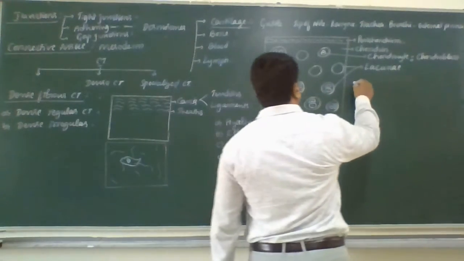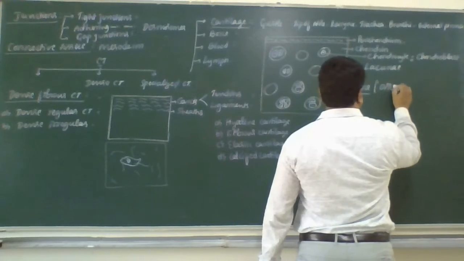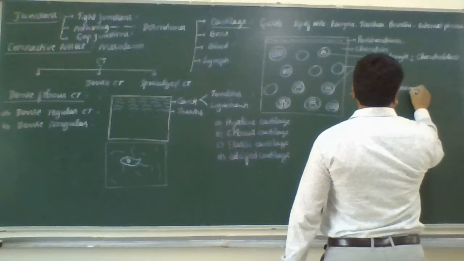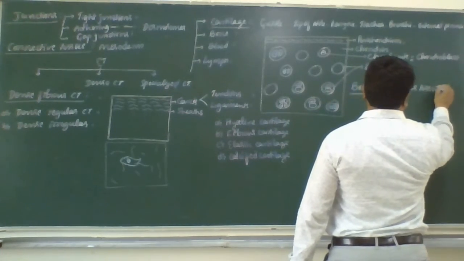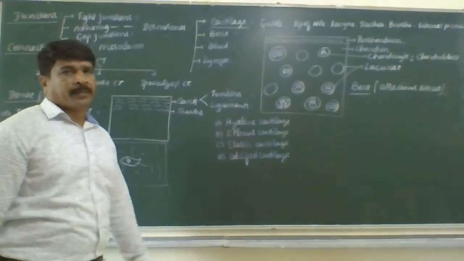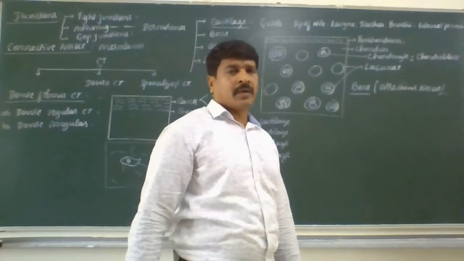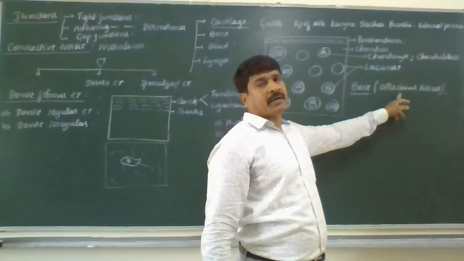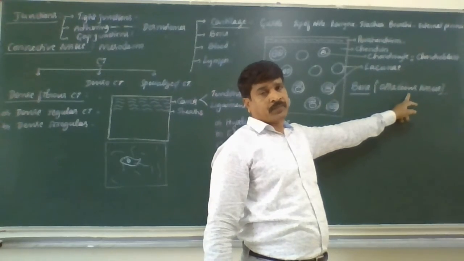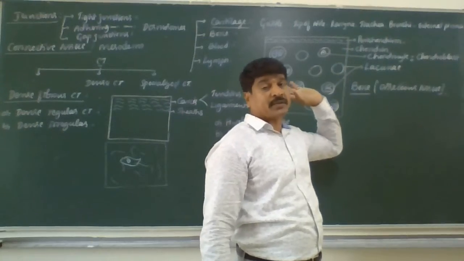Next one is the bone. Bone is also called osseous tissue because the matrix of the bone contains a protein called osseein. Hence it is also called osseous tissue.